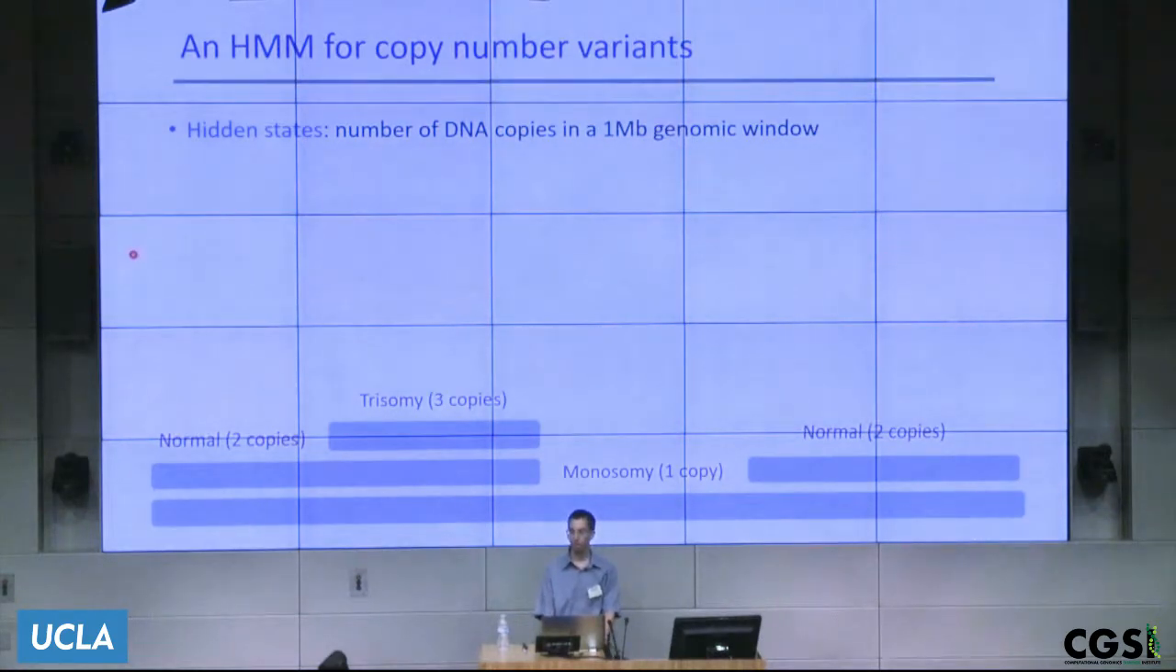The idea here is that the hidden states are the number of DNA copies in each genomic window. Yes?